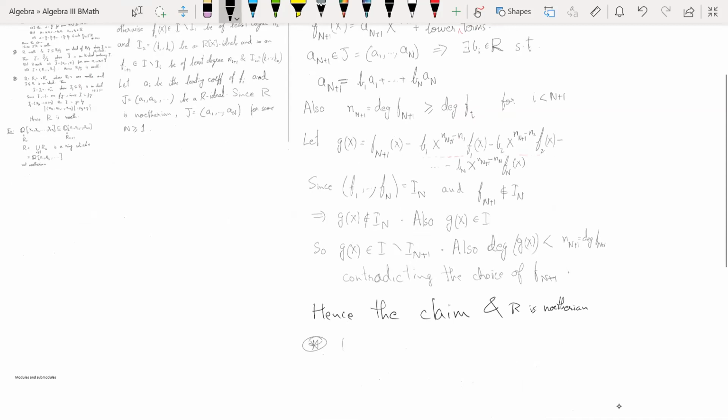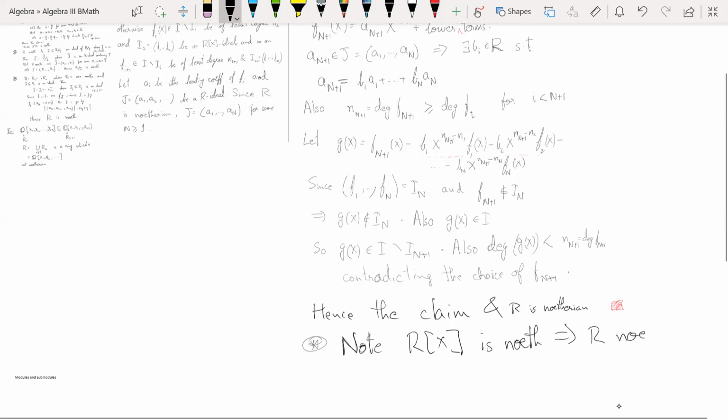So this completes the proof, and note that R[x] Noetherian implies R is Noetherian, because R is just R[x] mod the ideal generated by x.